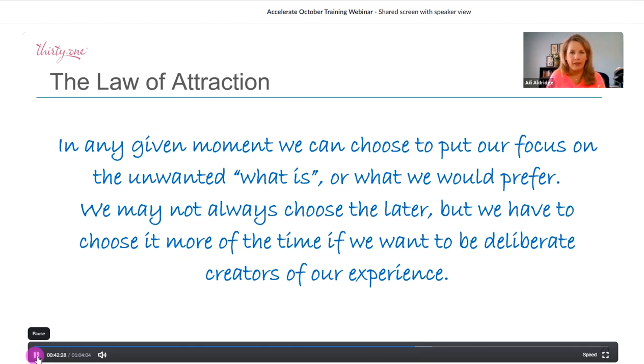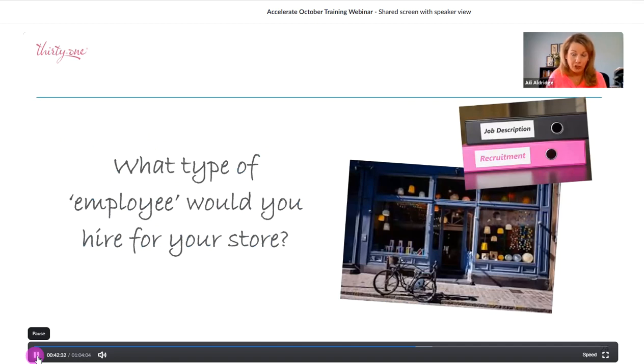Okay, here's another way to think about it. If you owned a store, which you all pretty much do, what type of employee would you want to work in your store? Well, if I owned a store, I'd want somebody that shows up for work, somebody that's dedicated, an individual who's a good problem solver. I want somebody that's self-motivated, and perhaps somebody that enjoys working hard and is eager for advancement. Wouldn't you want the same?